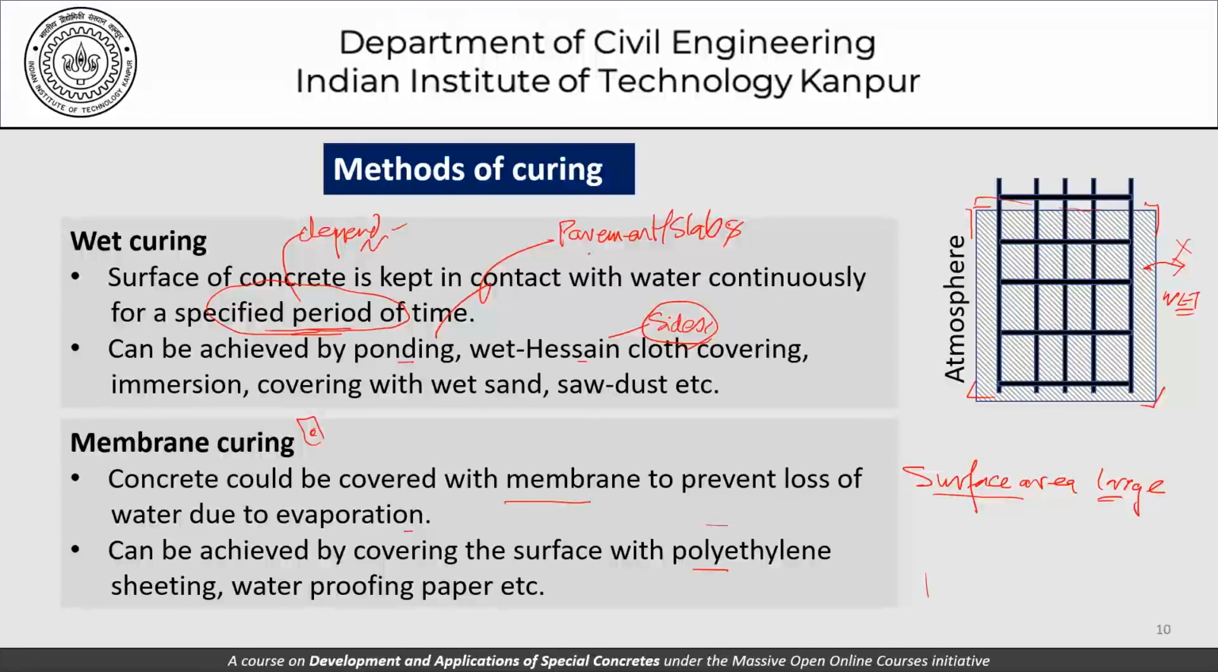Basically, have the concrete surface here and then try to place a membrane on top of this. We'll see a picture later on of a membrane being placed, which prevents water from moving out regardless of what goes on here. This is my atmosphere as I showed you, and regardless of what's going on in the atmosphere, the presence of this membrane prevents any water from the concrete from escaping into the atmosphere. That is what is called membrane curing.